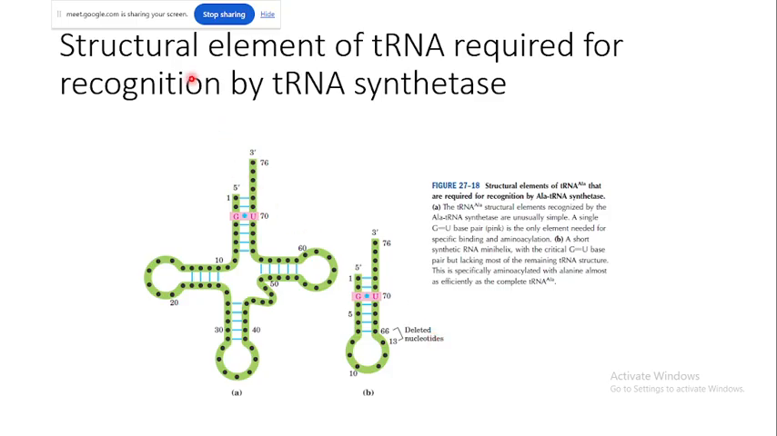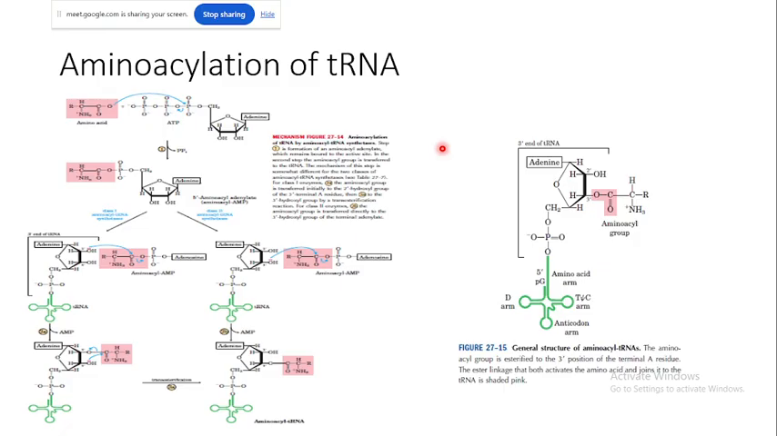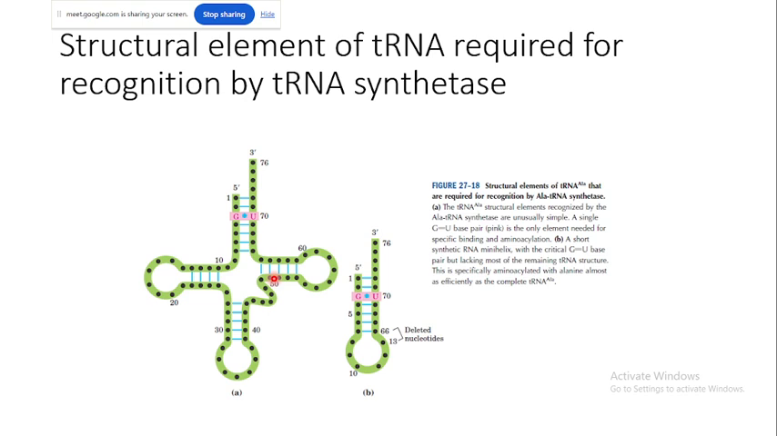Now the structural element of tRNA that is required for recognition by tRNA synthetase. That is your amino acid tRNA synthetase, which will conjugate the amino acid to the tRNA. And these tRNAs are specific. A particular amino acid will be recognized only by a particular tRNA, which is specific for this amino acid. For one amino acid, there is only one tRNA.